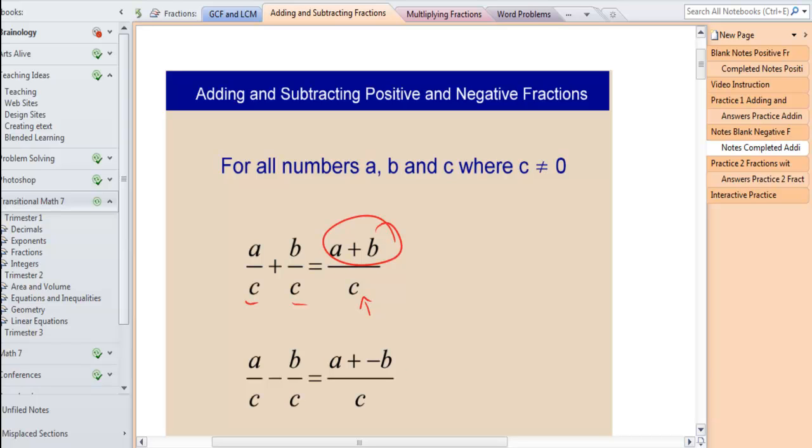Just like with subtraction. If you have two fractions with the same denominators and you subtract them, then you're going to subtract the numerators and keep the denominator. Only we change our subtraction to adding the opposite. So now let's dive into some problems.